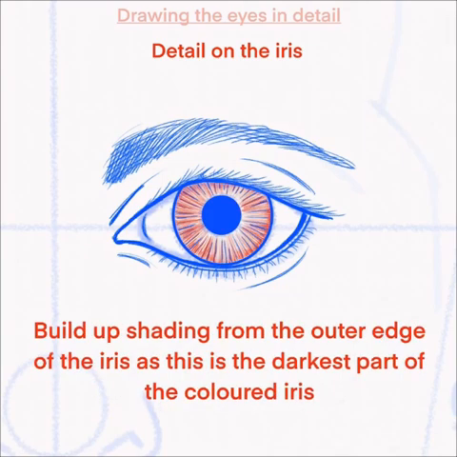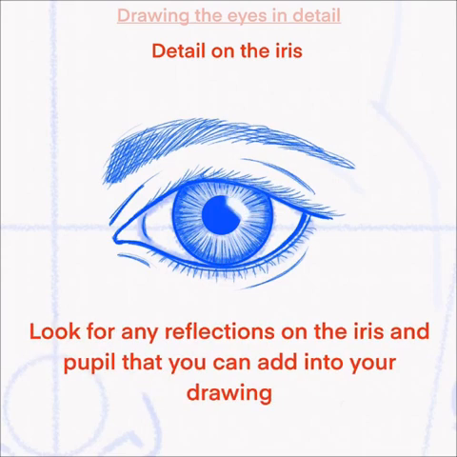Build up shading from the outer edge of the iris, as this is the darkest part of the coloured iris. Look for any reflections on the iris and pupil that you can add into your drawing.